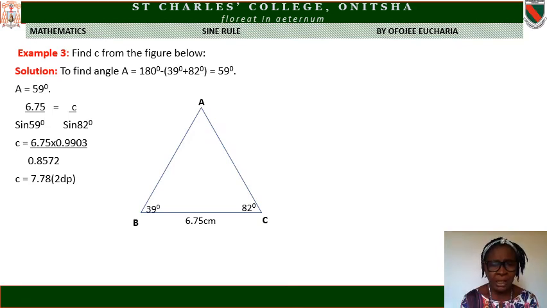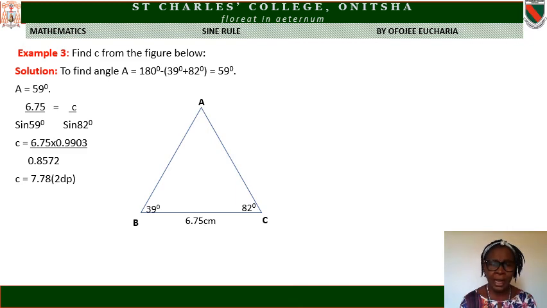We are going to look at example 3. We want to find c from the figure. But when you look at the figure, you will see that we have small a at 6.75 cm. And we are given capital C, which is the angle, as 82 degrees. And we want to find c. So they gave us the side a, but they did not give us the angle. Therefore, we are going to use A and C. So we want to find angle A.